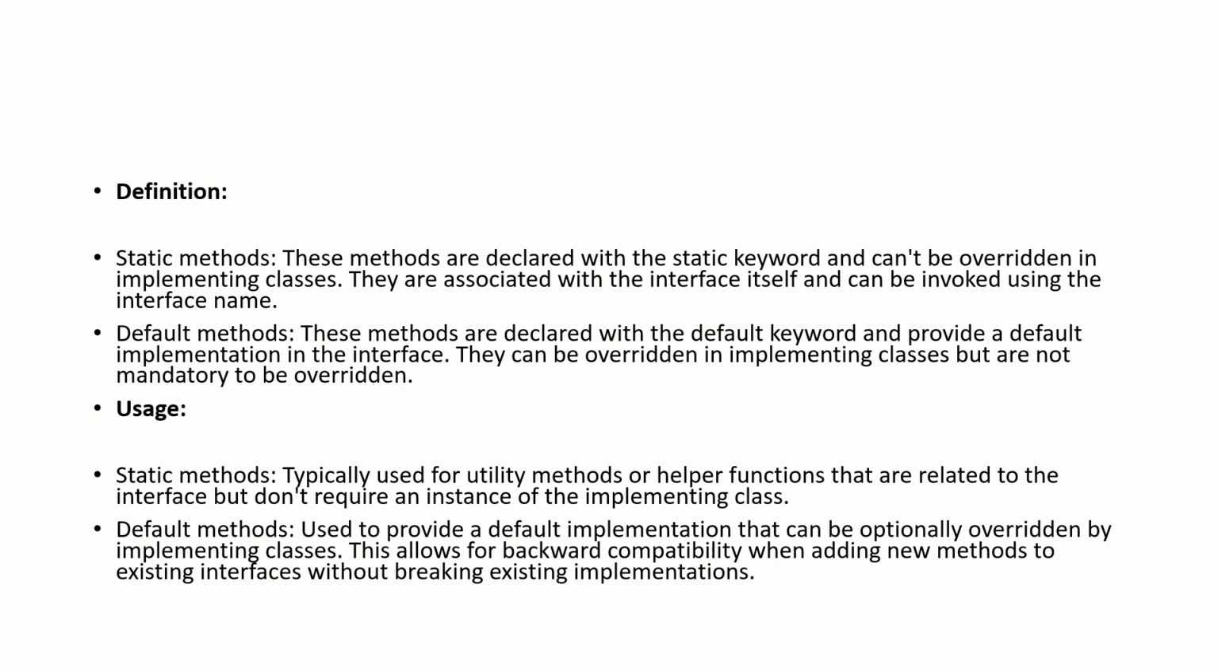Now the uses. Static methods are typically used for utility methods or helper functions that are related to the interface but do not require an instance of the implementing classes. Default methods are used to provide a default implementation that can be optionally overridden by the implementing classes. This allows for backward compatibility when adding new methods to existing interfaces without breaking existing implementations.